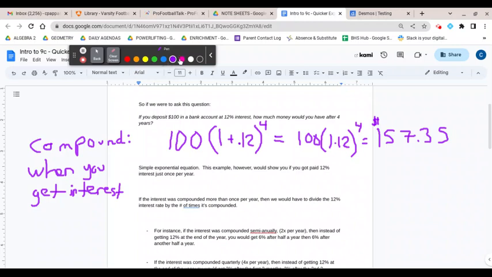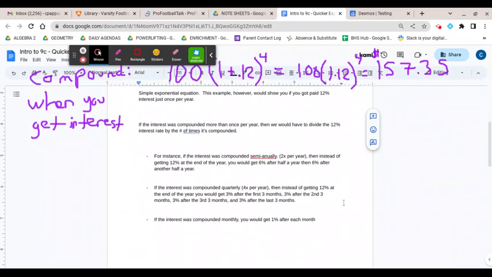Now, if the interest rate was compounded more than once per year, what we would have to do is divide the 12% interest rate by the number of times it was compounded. In addition, our exponent would also change a little bit. Okay, and here's how.